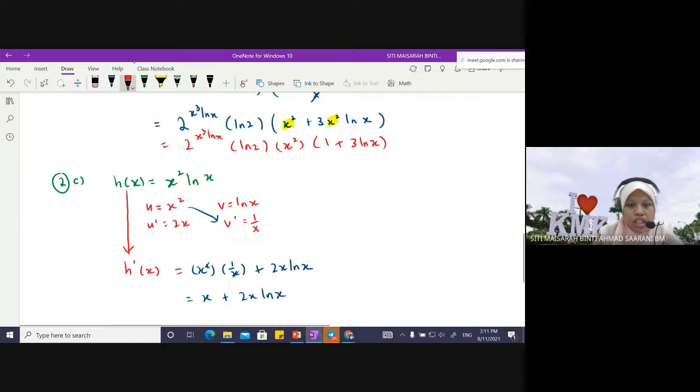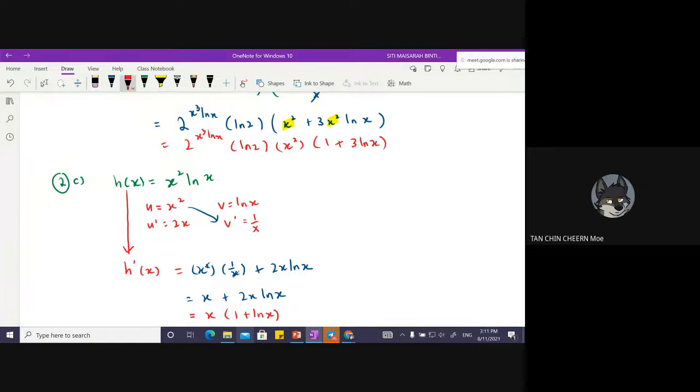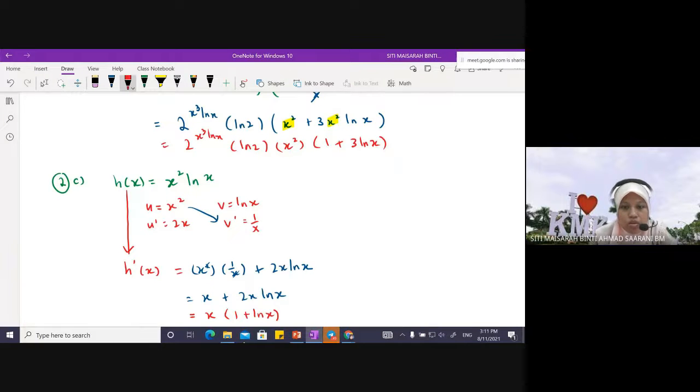Then how do we simplify this? Factor out x. We get x multiply 1 plus 2 ln x. Alright, this is 2c. Finally, 1 plus 2 ln x, oh sorry, 1 plus 2 ln x.